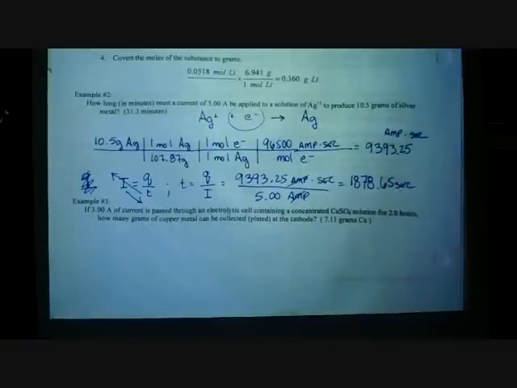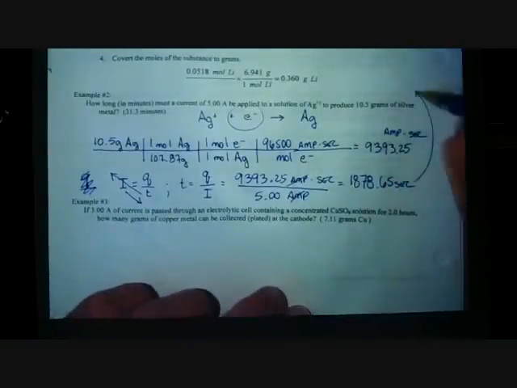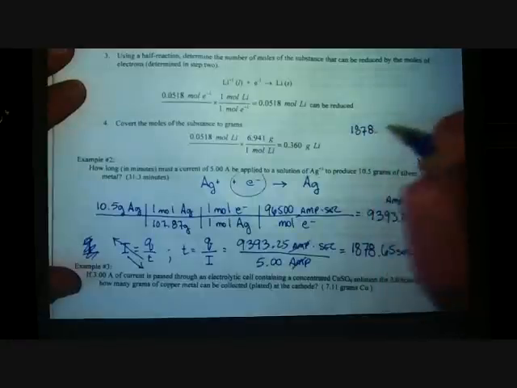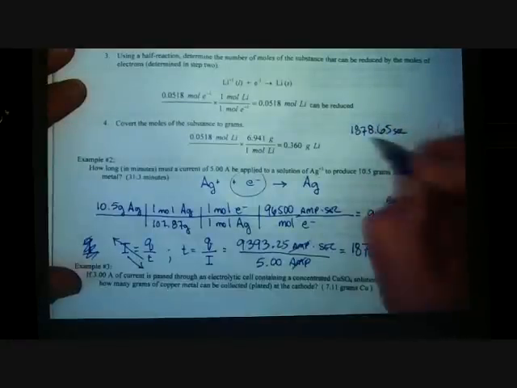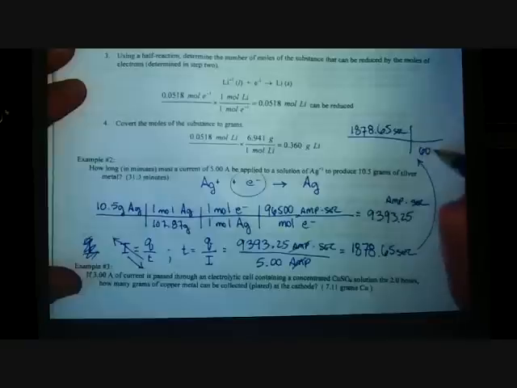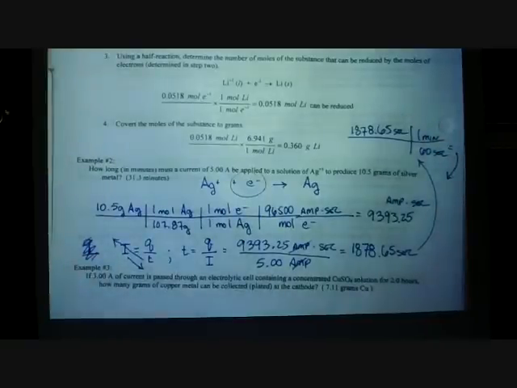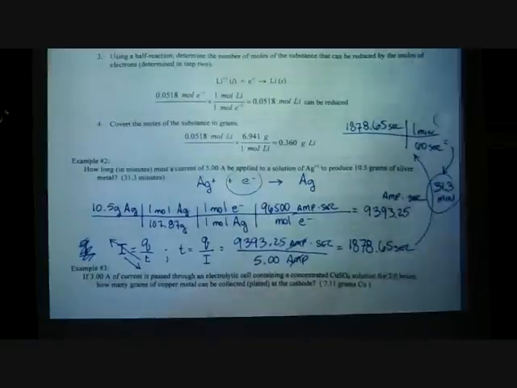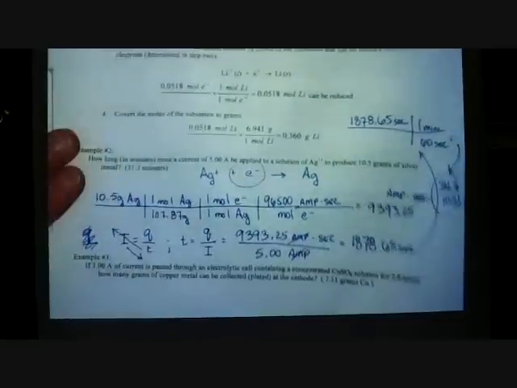And then we need to convert that into minutes. So I'm going to do that up here. Converting that into minutes, I'm going to take 1,878.65 seconds, and there are 60 seconds in every minute. And that equals 31.3 minutes. Okay? Again, not too difficult. There are multiple steps here, so you have to pay attention to what you're doing. All right, let's look at example number 3.